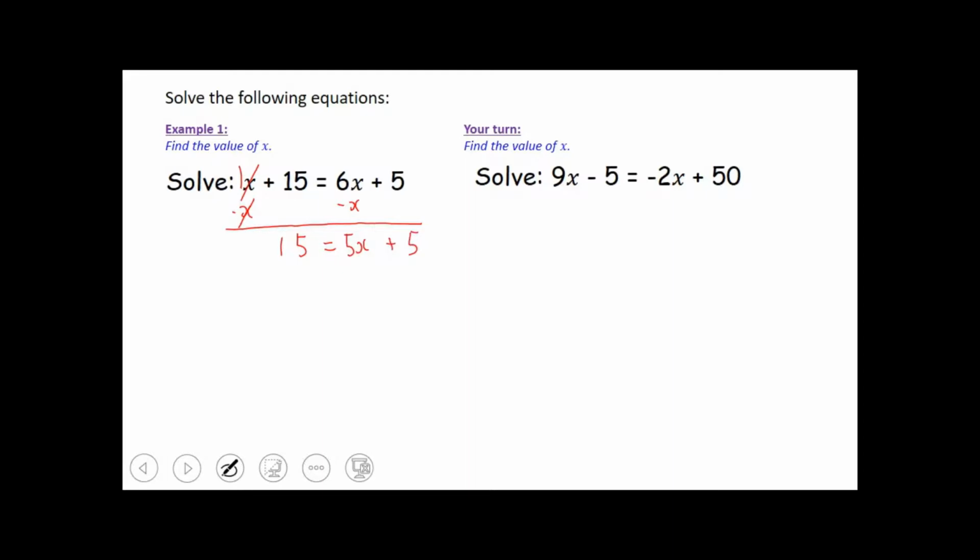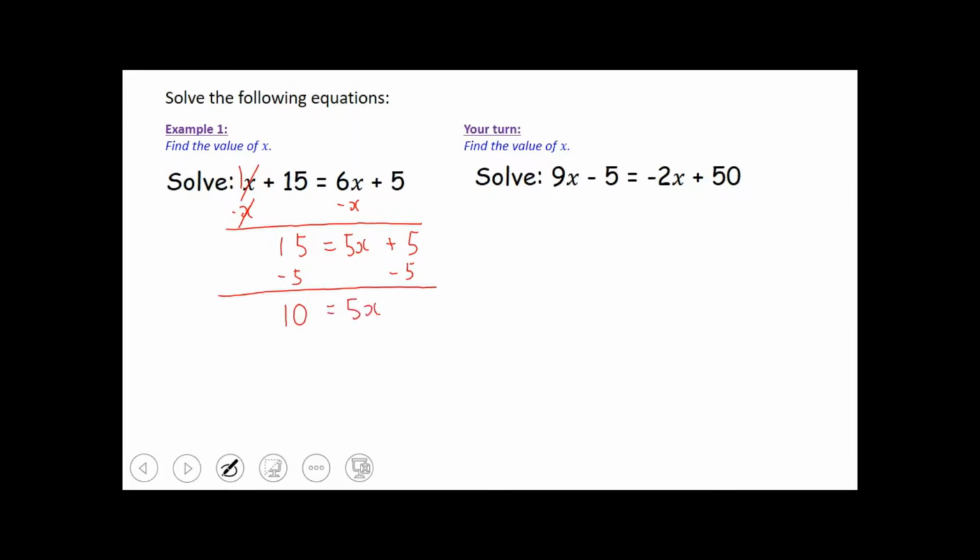Like we said previously, what we need to do now is have the letters on one side and the numbers on one side. Because I've got the 5x on this side, I'm going to keep it on that side. So I'm just going to get rid of that 5, minus 5, and then minus 5. Our new line should look like 15 take away 5, which is 10, equals 5x.